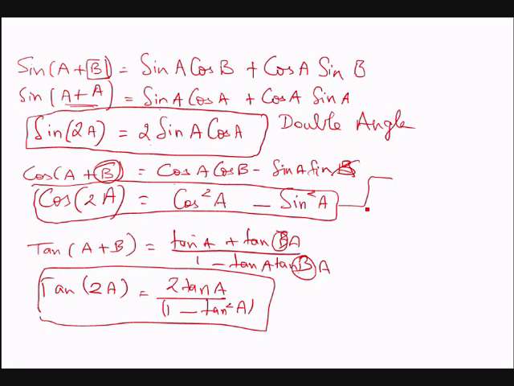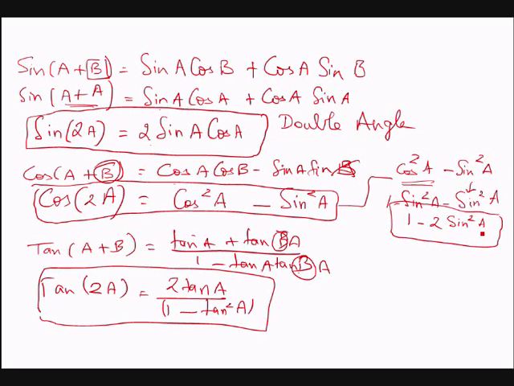From cos 2A, we can deduce further formulas. Let's say cos 2A is equal to cos square A minus sin square A. By identity, we know that cos square A is nothing but 1 minus sin square A. Therefore, it is 1 minus sin square A minus sin square A, which becomes 1 minus 2 sin square A. This is the second formula for cos 2A. Therefore, cos 2A is also equal to 1 minus 2 sin square A.